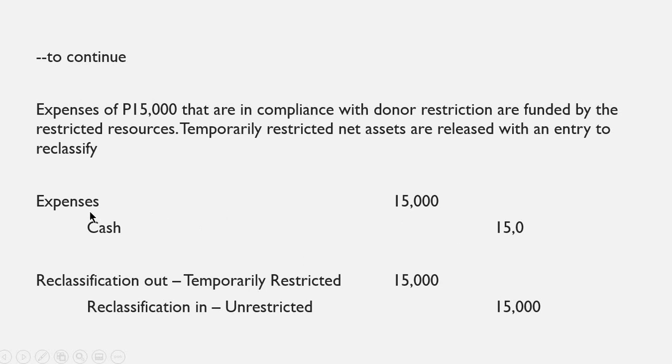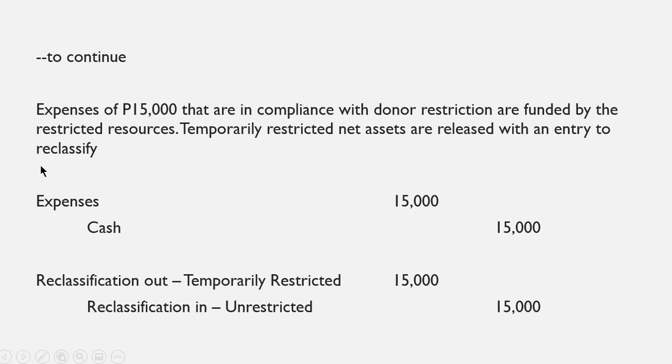So, yung ating expenses dito would still be a decrease from the unrestricted net asset kahit related siya sa isang temporarily restricted net asset. Ayan. Kasi, tinransfer rin naman natin yung temporarily restricted net asset classification to the unrestricted net asset classification by debiting reclassification out, temporarily restricted, okay, that's for 15,000, and by crediting reclassification in unrestricted for 15,000.